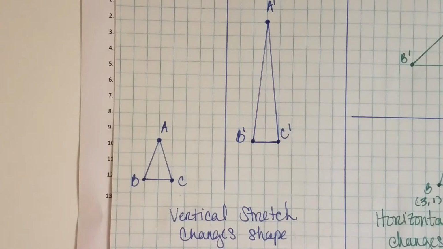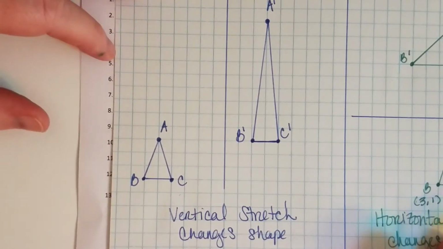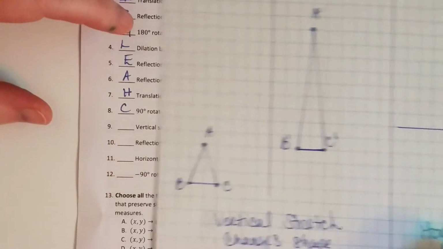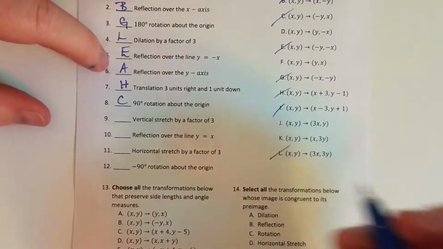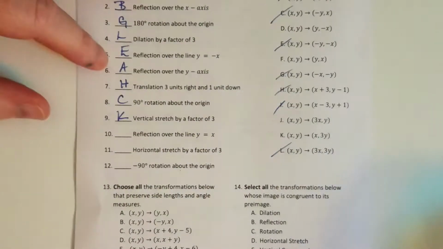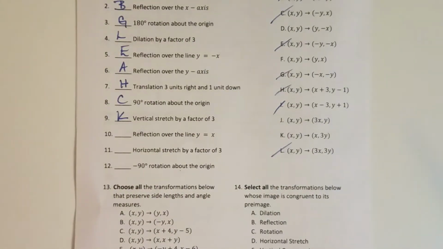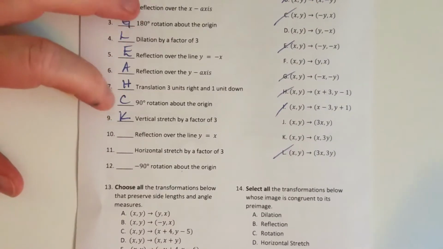If you're pulling it tall and skinny, what's really changing is the y value there. The x values can stay the same, but the y values are being increased by some factor. So that would be an example of a vertical stretch. If we look here, that would be k. And again, you don't need to know this for your test. It's just there as an FYI for the future.